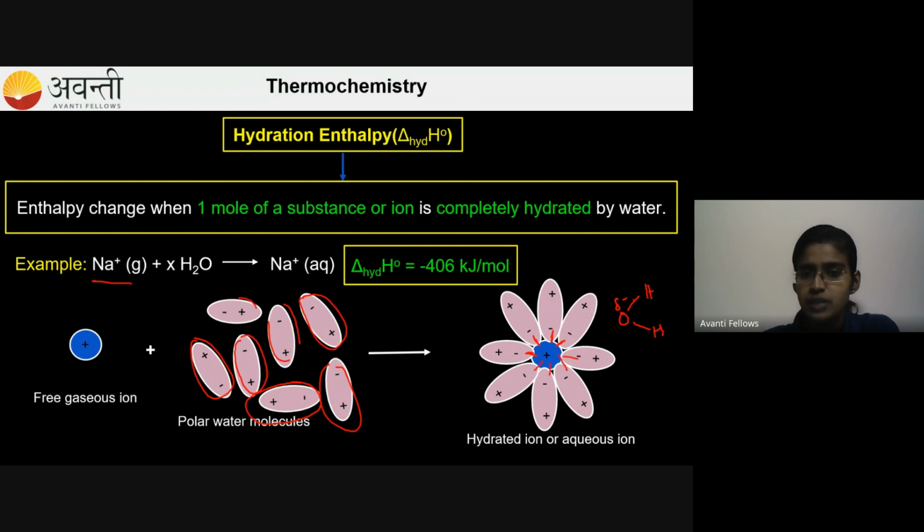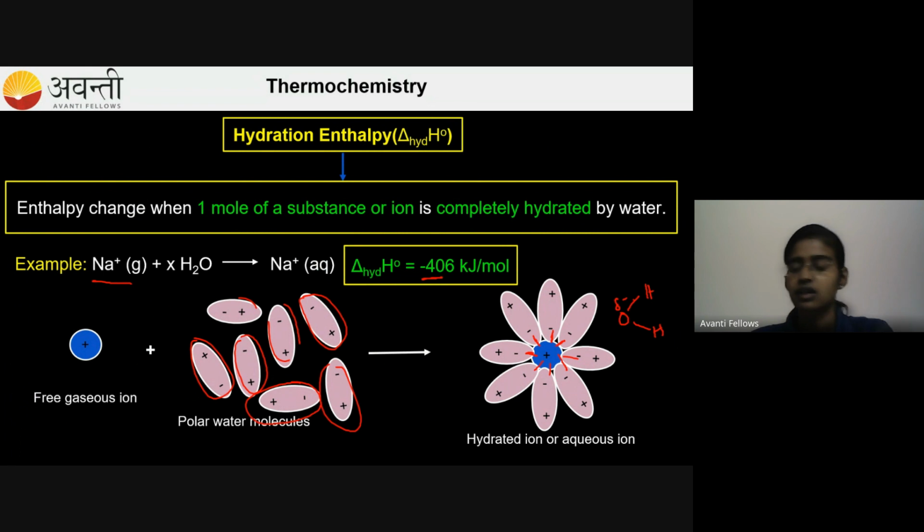Bond formation means it is exothermic, right? So that's why delta H is negative. When 1 mole of the substance or ion is completely hydrated by water, the energy that is released from that bond formation process is called hydration enthalpy.